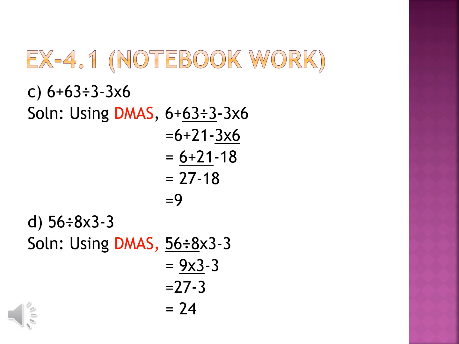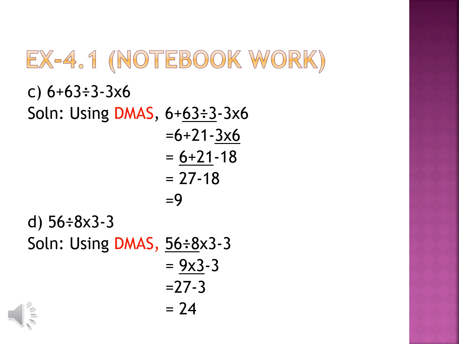Now how to write the answer? In place of 63 divided by 3 we will write its answer. So the rest of the number remains the same. 6 plus 21 minus 3 multiply 6. Now forget the above step. Now your question is 6 plus 21 minus 3 multiplies 6. Now here we have 3 operations: addition, subtraction, multiplication. So according to the DMAS rule, multiplication first of all. So underline the multiplication case. 3 multiply 6 is 18, so I have written 18 below that and the rest of the question remains the same. 6 plus 21 minus 18.